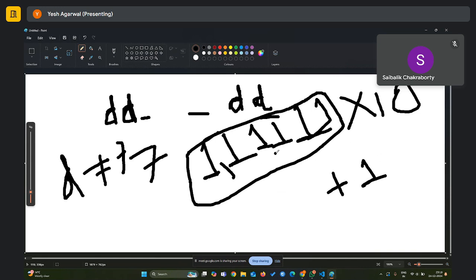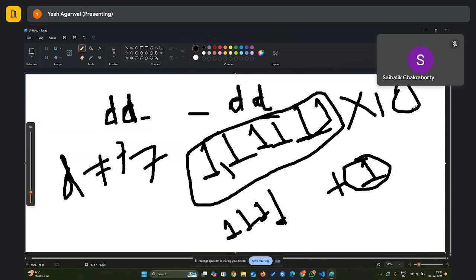Now if we look closely, since this number here is divisible by 7, its multiple of 10 should also be divisible by 7. But we have added a number here which is not divisible by 7. So the number 1, 1, 1, basically 7 times 1, will obviously not be divisible by 7, right? Because we have added a number which is not divisible by 7 to a number which was divisible by 7. So obviously the entire number won't be divisible by 7.